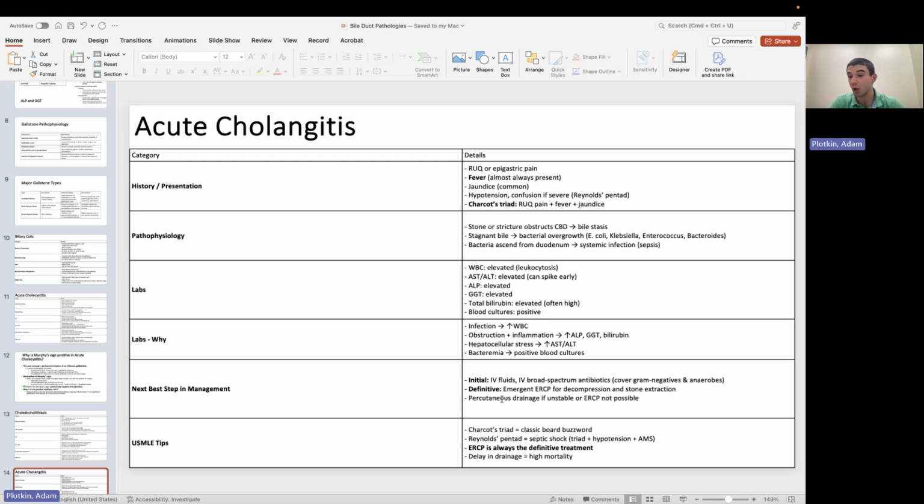If this patient is so clinically unstable that we can't do an ERCP, we do percutaneous drainage.